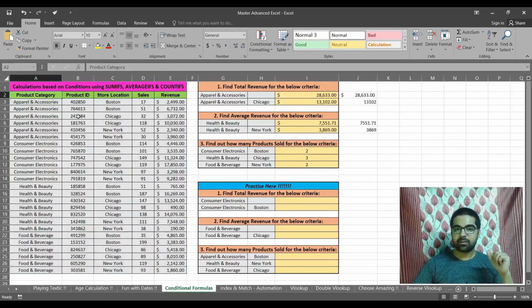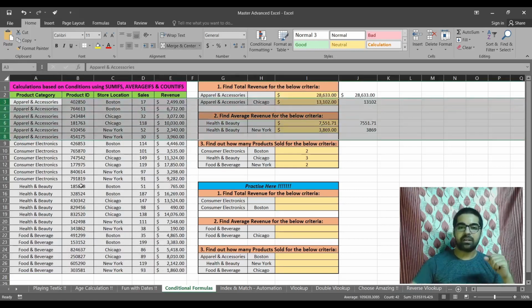Product category, product ID, store location, product sales and revenue. So you have to understand, if you take apparel and accessories, there are 3 store locations: Boston, Chicago and New York, but they are repeating two times. Why repeating two times? Because product ID is different. So what is product ID?